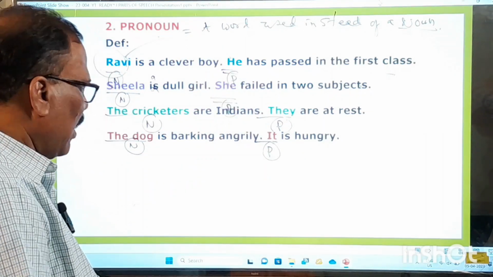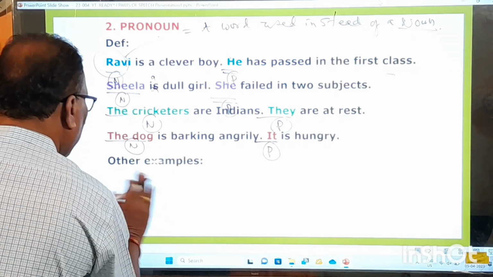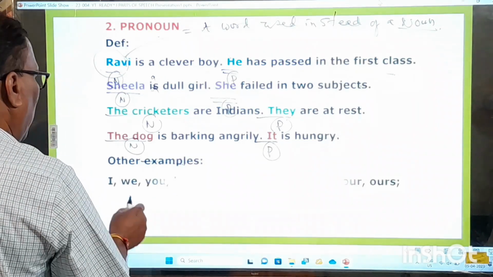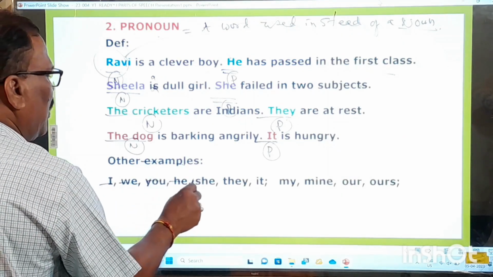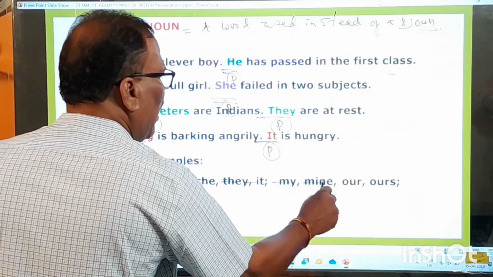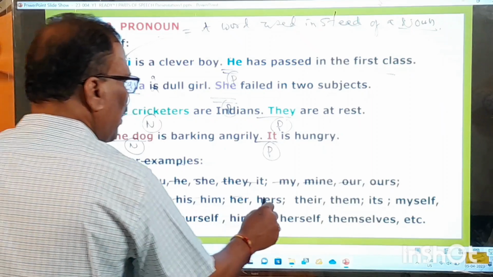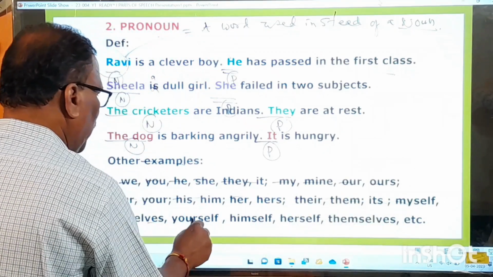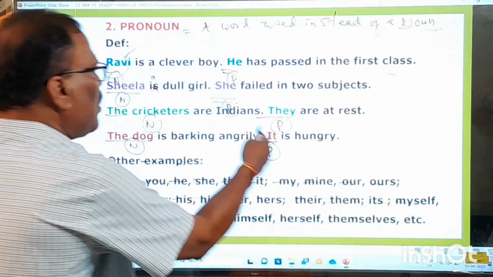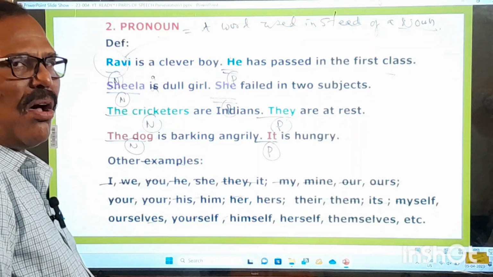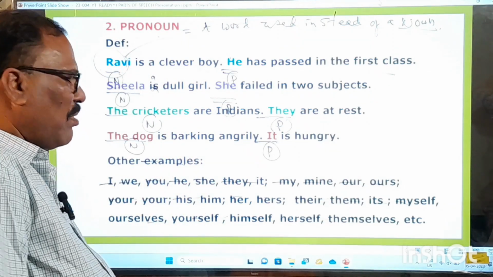And other things I would like to give you here very quickly. Other examples are given here. I, we, you, he, she, they, it, my, mine, our, ours. Okay. And your, yours, his, him, her. All these are what is that? Yourself, himself, herself, themselves. These are all what is that? Pronouns. Okay. Other pronouns are also there.